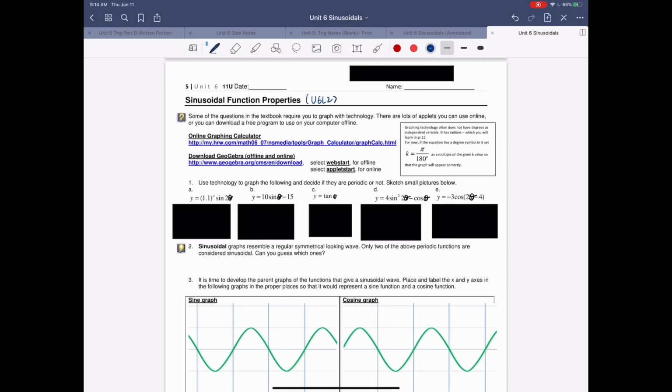Okay, Unit 6, Lesson 2, Sinusoidal Function Properties. So these are some lists of online calculators you can use. Keep in mind that Desmos is also an option.